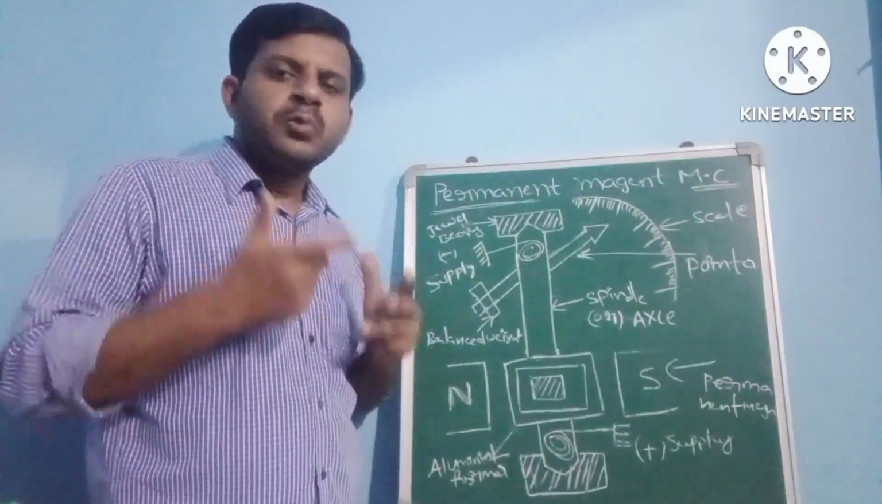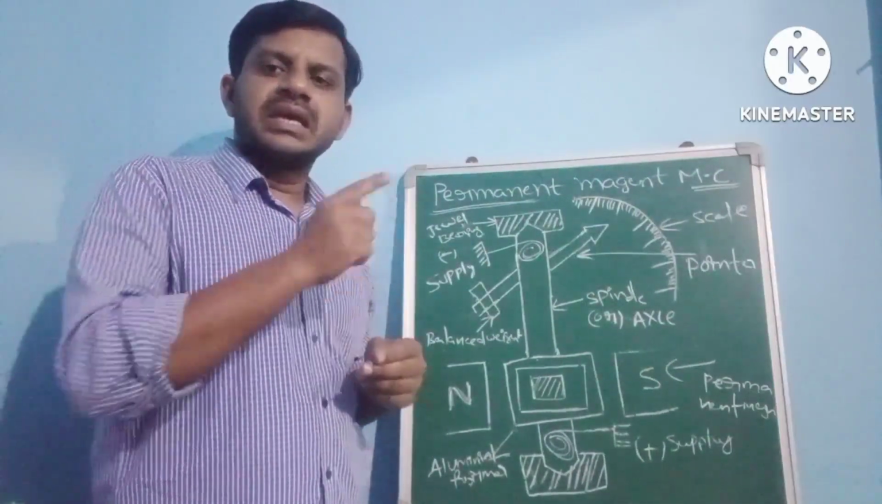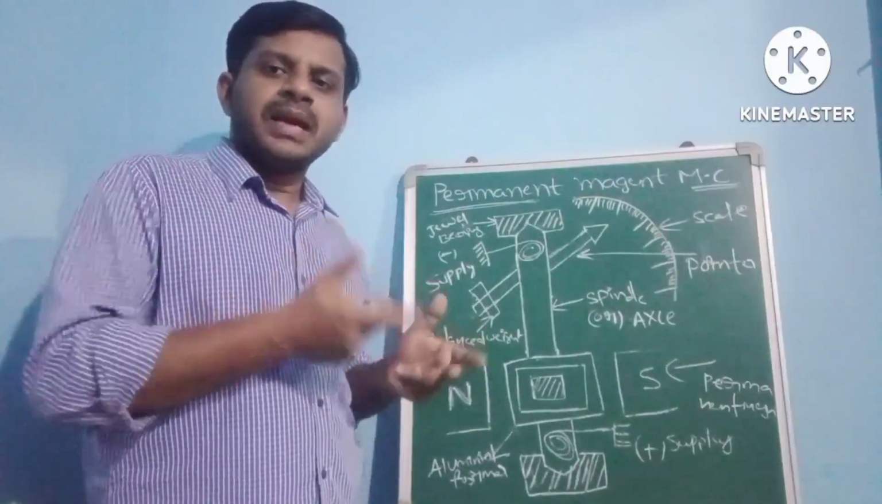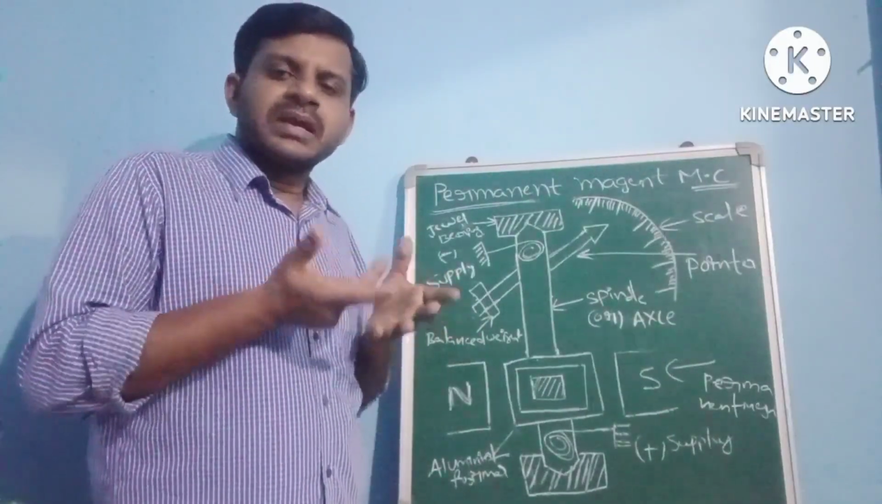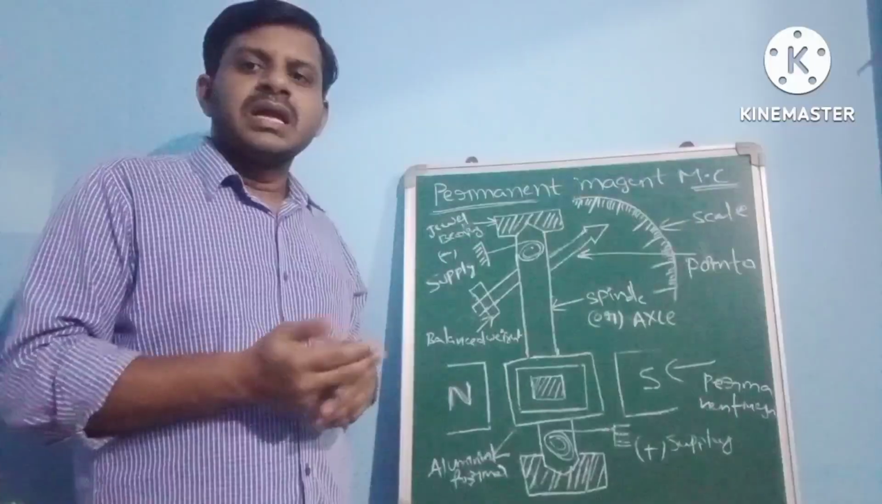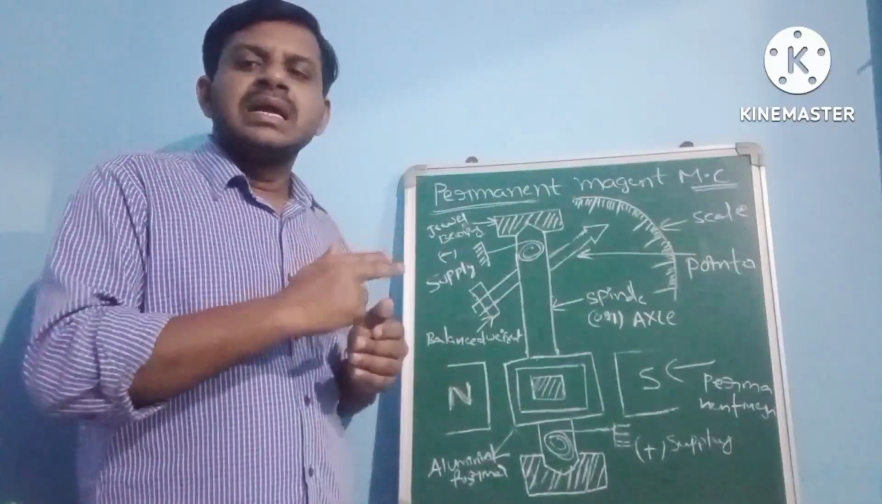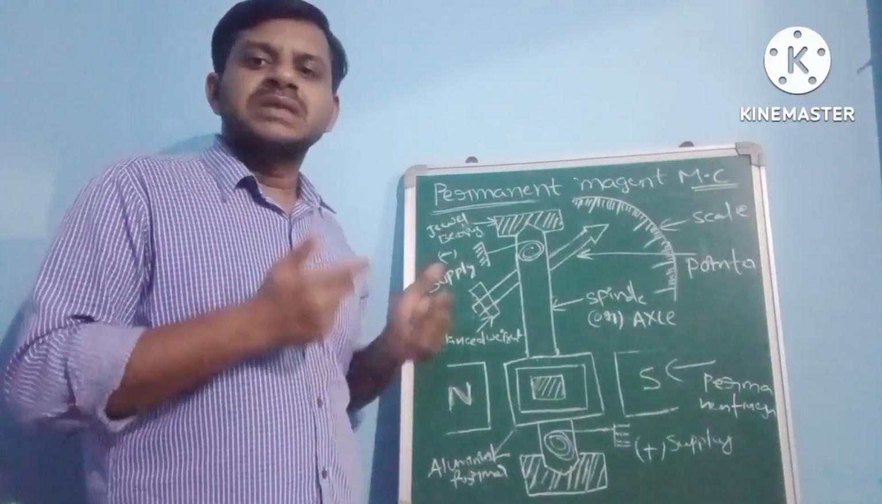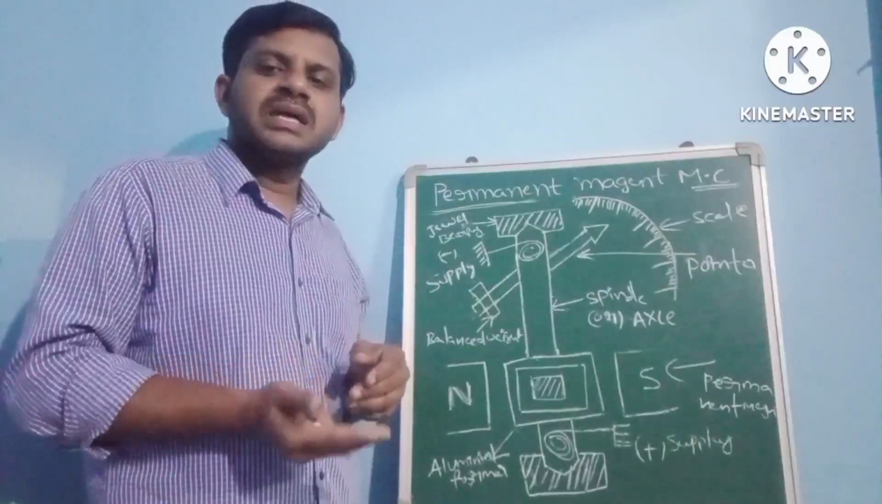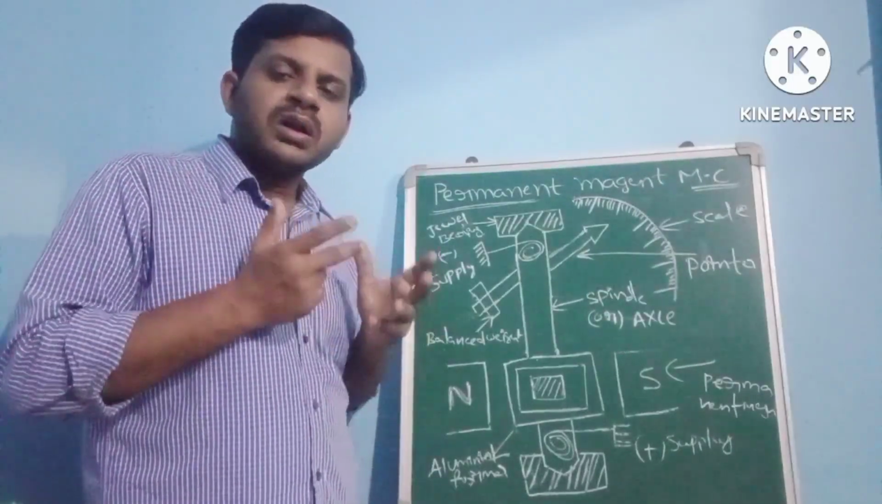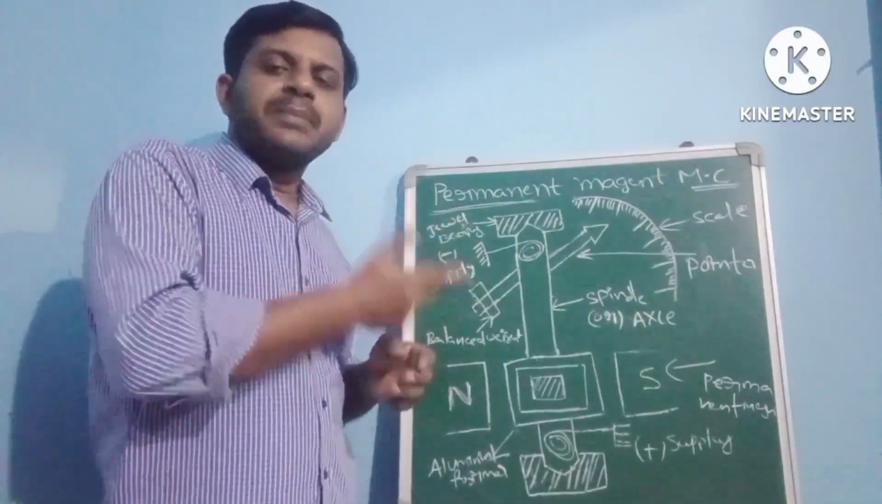A huge amount of error takes place in MI instruments because the iron plates add some weight to the instrument. That's why the pointer does not move easily, and having both deflection torque as well as controlling torque is not easily possible in MI instruments.